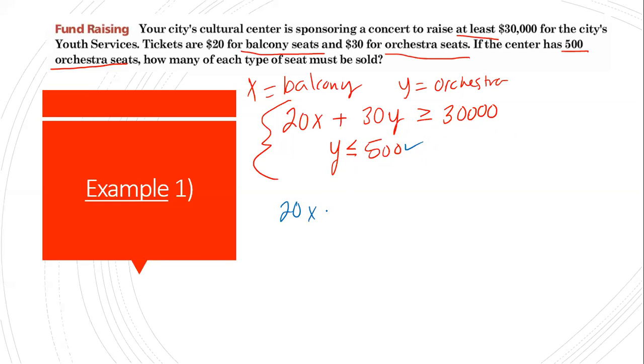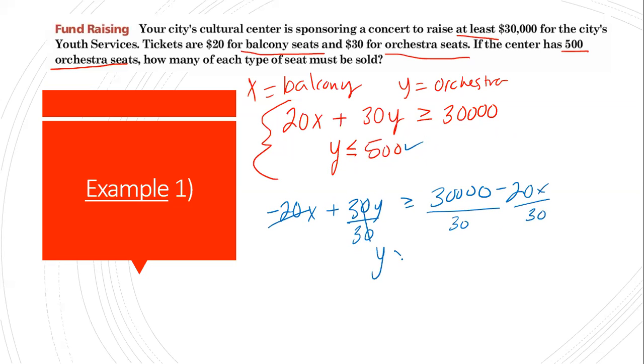So we have 20X plus 30Y is greater than or equal to 30,000. So we're going to subtract 20X. And then we're going to divide by 30. So that leaves us with Y is greater than or equal to 30,000 divided by 30 is 1,000, and 20 divided by 30 is negative 2/3 X. So that's what this is.